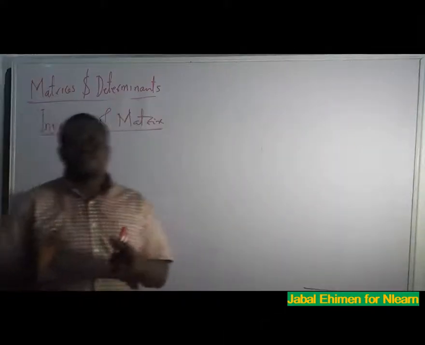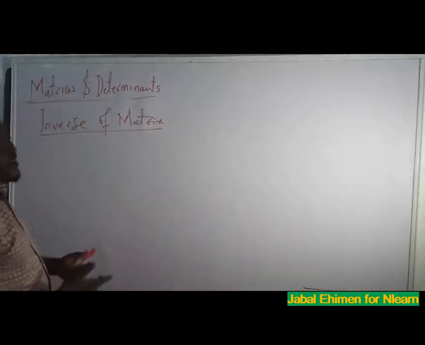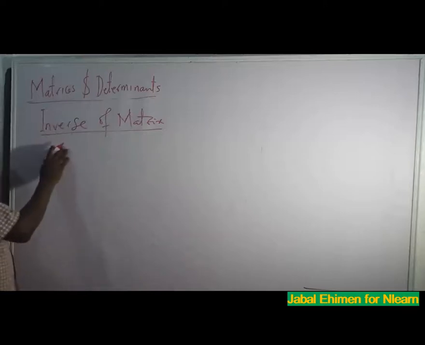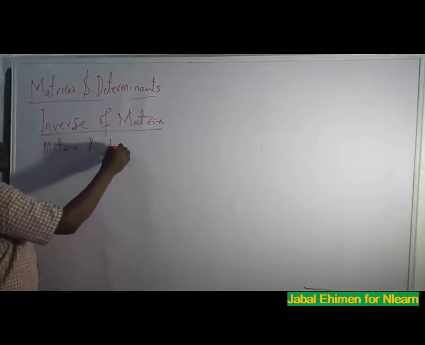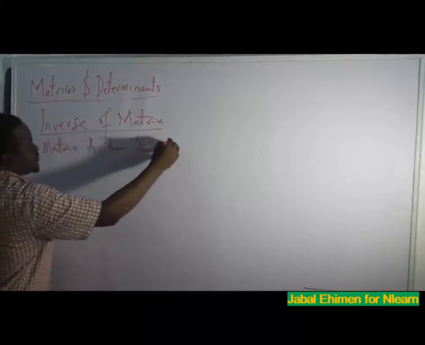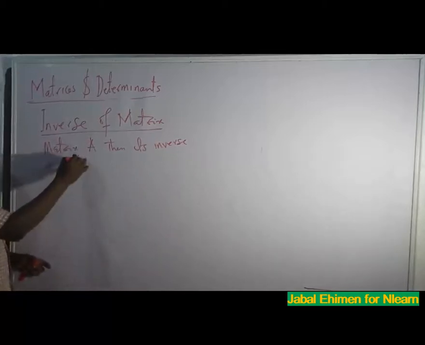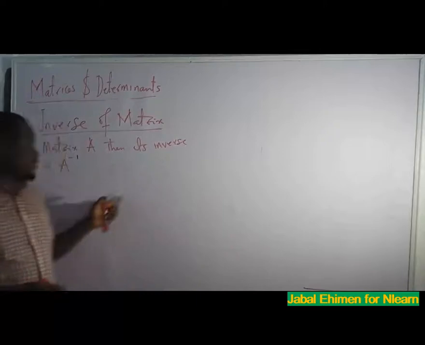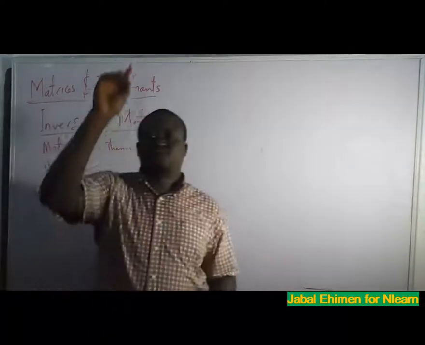Now for inverse of a matrix, we'll be summarizing it. It's easy. The inverse of a matrix is simply defined as: if you have matrix A, then its inverse is A inverse. So whenever you see that sign at the top, A raised to power minus 1, it's called the inverse of a matrix. Basically, that minus 1 at the top is inverse.